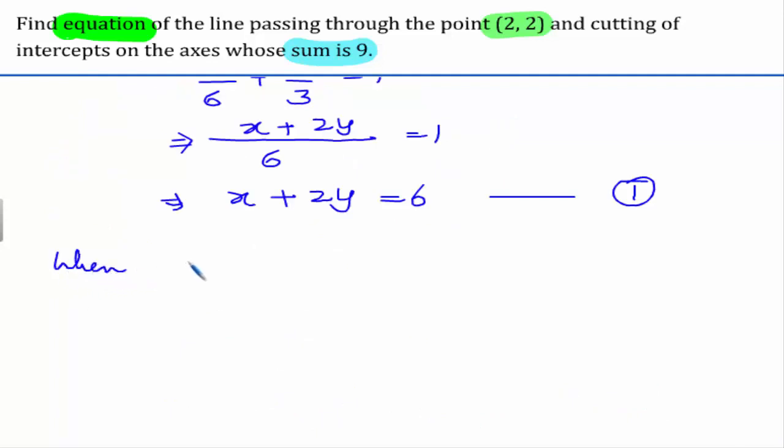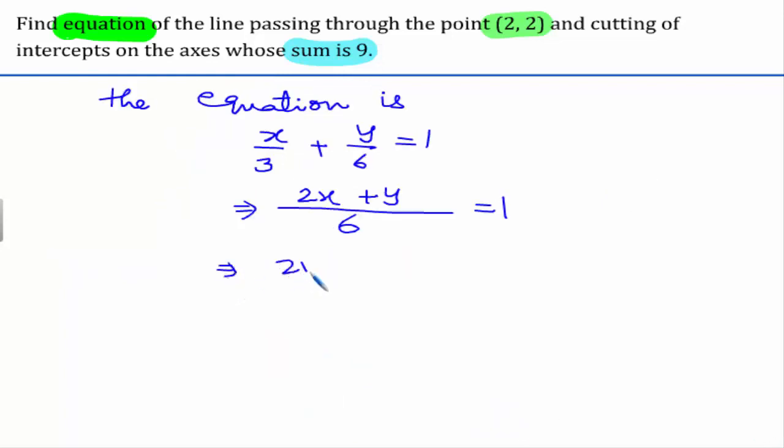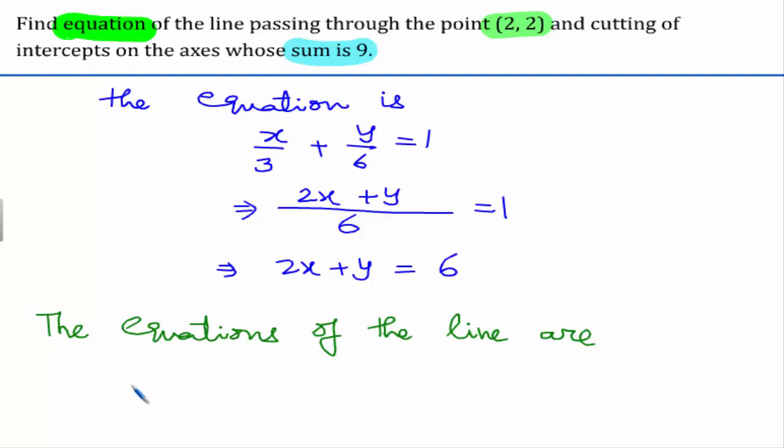Now let's consider that when A is 3, B is 6. So the equation of the line is x by 3 plus y by 6 is 1. If we simplify this, we get 2x plus y is equal to 6. So the two possible equations of the line are x plus 2y is equal to 6 or 2x plus y is equal to 6.